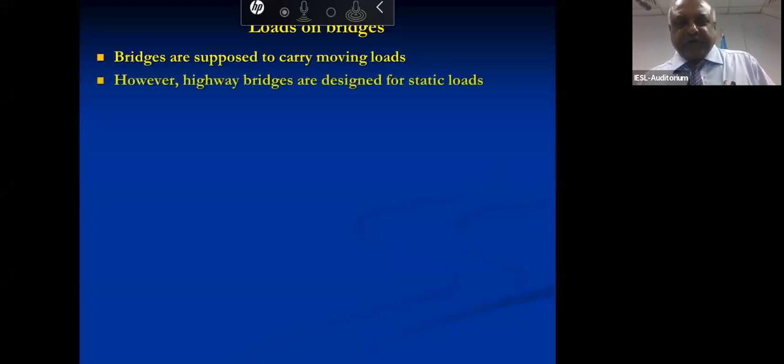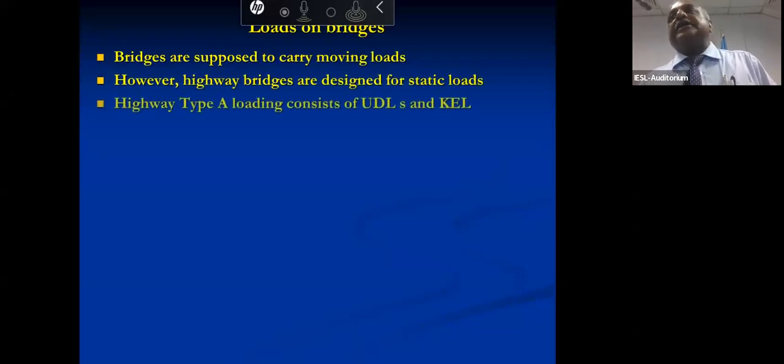So first, loads. Bridges are subjected to moving loads, but we design them for static loads. Although they are moving, we consider them as static loads when performing the analysis. The reason is that the natural frequency of vibration of bridges is much lower than the time period taken for change in loads. So if the bridge responds faster than the loading variation, then it's a quasi-static loading, and we consider them as static loads.